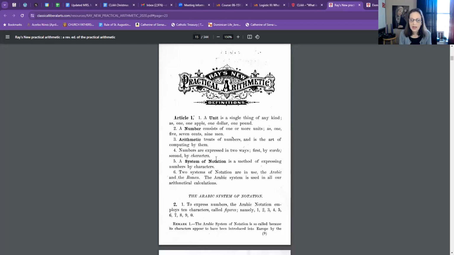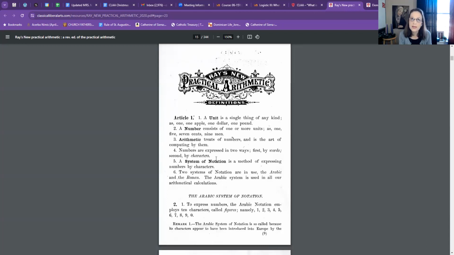So tell me right in the chat, how many ways can numbers be expressed? Good. Anybody else? Right. 2 ways. What are the 2 ways in which numbers can be expressed? First by words, second by characters. Okay. What are the 2 ways in which numbers can be expressed? First by words, second by characters.